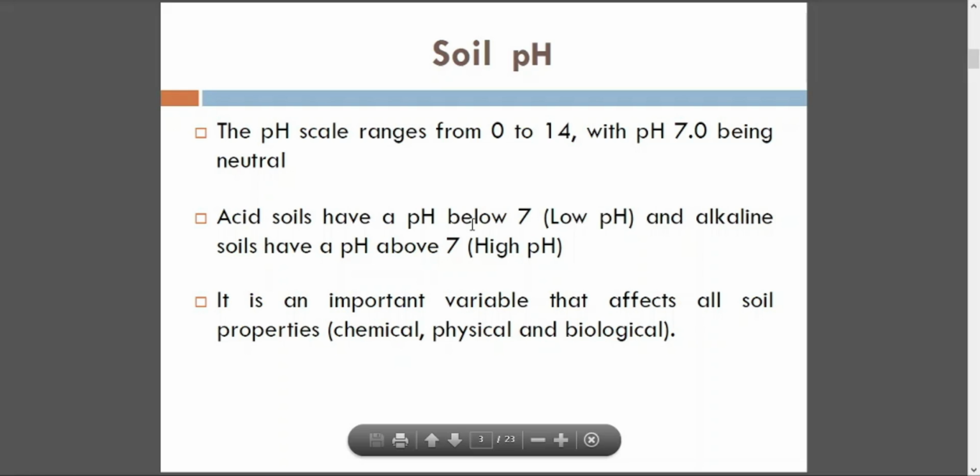Soil pH is therefore an important variable that affects all soil properties, which include the chemical, the physical, and the biological properties of soil. For example, for biological properties, the presence of given soil microorganisms within the soil will always be affected by the pH, mainly because certain species might not be able to survive in either high pH or in low pH.